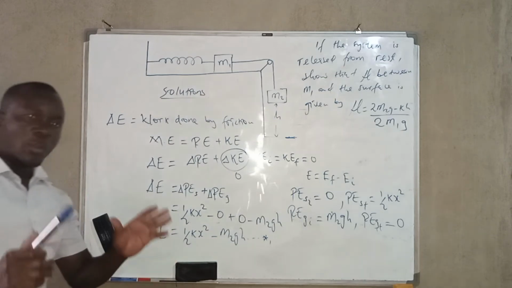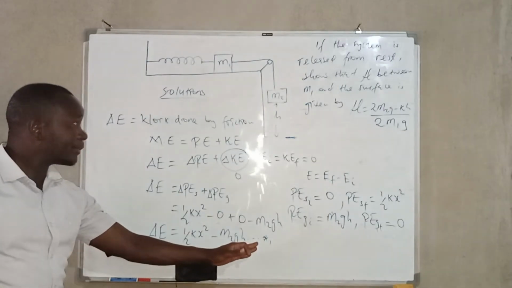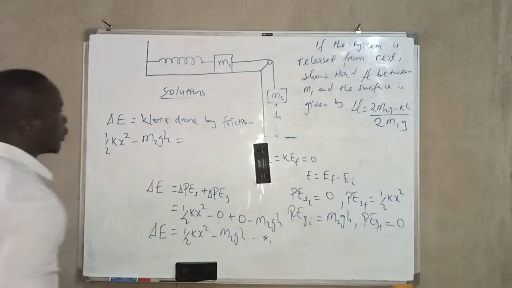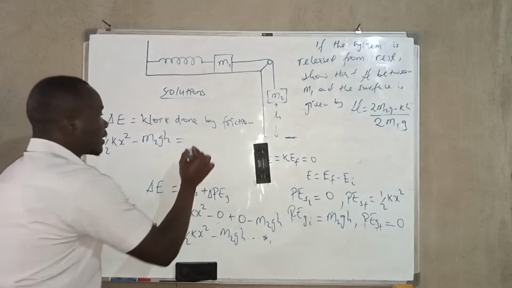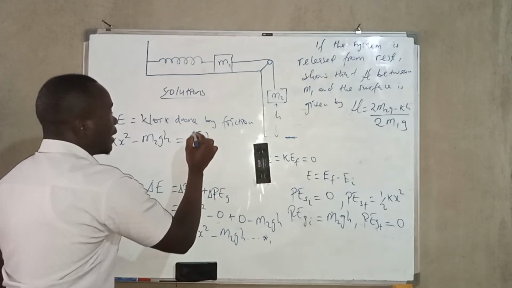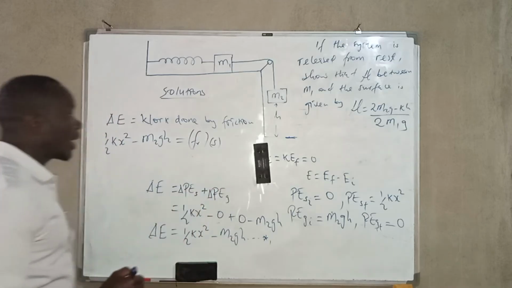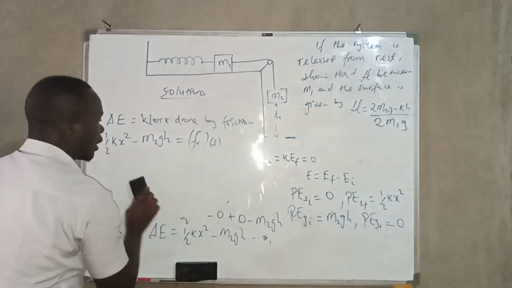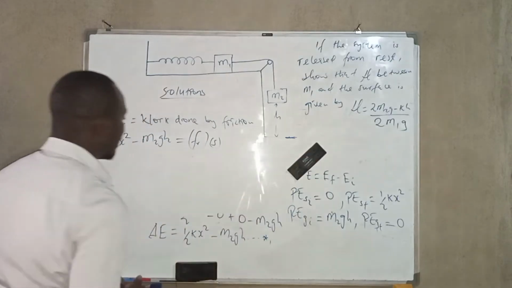Now, when we plug this asterisk 1 into this equation, this will be equal to the work done by friction force, which is actually F, the friction force, times displacement. But we know that work done by friction is a negative work.